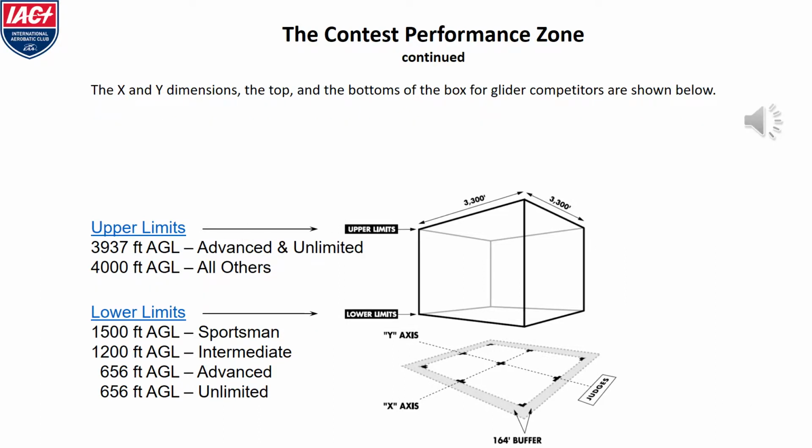The performance zone for glider competitors is shown here. Since gliders have different flight characteristics than power competitors, there are slightly different upper limits and floors for their competition box. You will notice in the previous illustration and in this one that there will be markings on the ground outlining the X and Y limits of the box. The markers are actually placed slightly inside where boundary judges are located, and the competitors have a slight buffer before they are actually judged to be out of the performance zone.